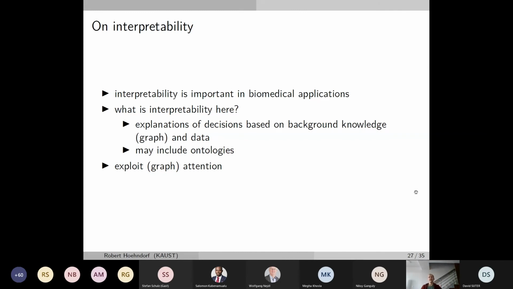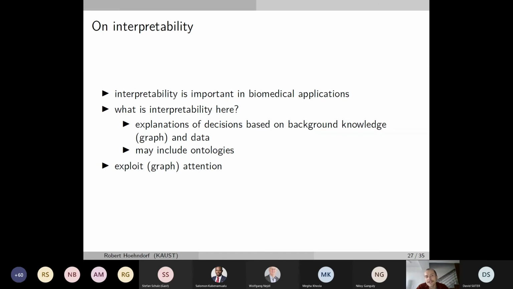There's one question that I still want to discuss, and that is interpretability of our models. That is, of course, very important. And several times it was mentioned yesterday. And the question is, what does interpretability of our model mean here? So maybe it's an explanation of the decision based on our background knowledge, so the graph or the knowledge base combined with the data.